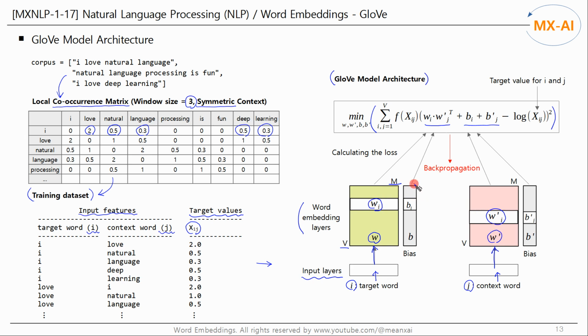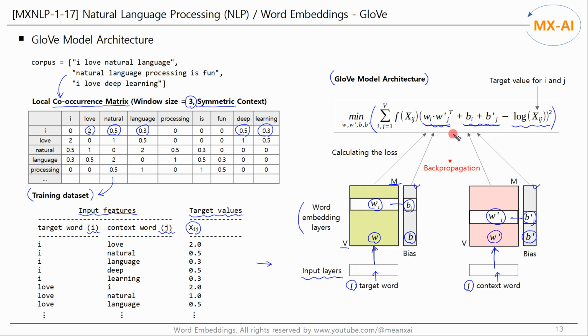In addition, the model includes 2 bias vectors. The target bias vector is B and the context bias vector is B'. From these bias vectors, we retrieve the corresponding bias terms Bi and B'j, which correspond to Wi and W'j respectively. Finally, the model computes the dot product of Wi and W'j, adds the 2 bias terms, and compares the result with the actual log co-occurrence count computed from the training data to calculate the loss.